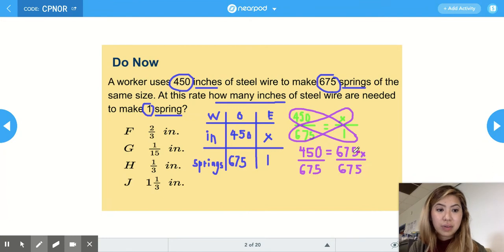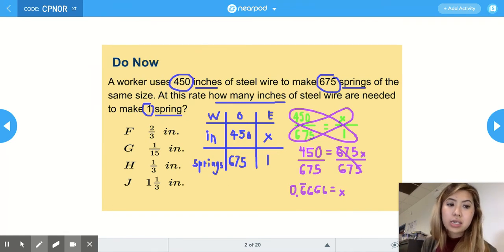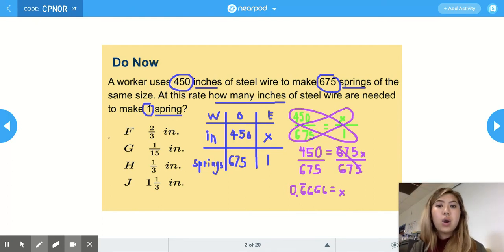675 divided by 675 is 1, so we can cross it out and we're left with 1x, which we're just going to write x. Now we have 450 divided by 675, and that is 0.6666 with the 6 repeating. So we're going to simplify that by writing a line on top of the 6 to show that it is repeating. Now we can go through the answer choices and see which fraction has an equivalent value of 0.6 repeating. With 2/3 inches, when we divide 2 divided by 3, we get that 0.6 repeating decimal. And so we know that our answer choice is going to be F.